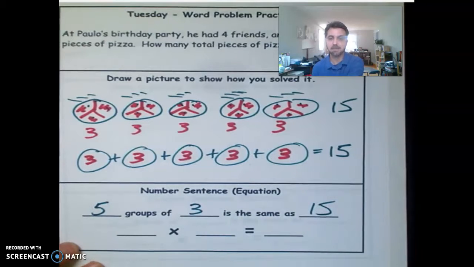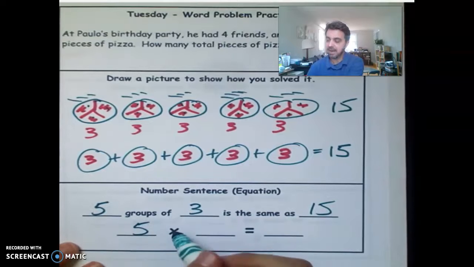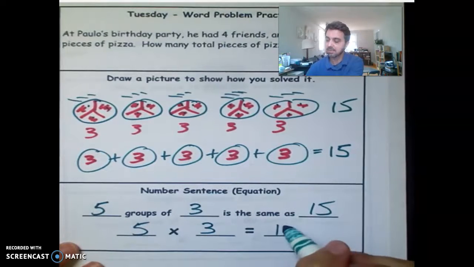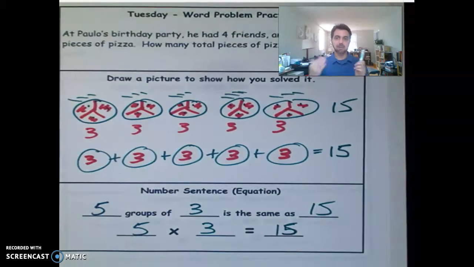Okay, so you want to write that down. And then down here we have 5. That means 5 times 3 equals 15. Okay, so pause the video if you need to catch up. And when you've caught up to me, come on back.